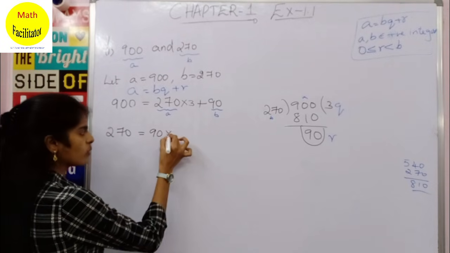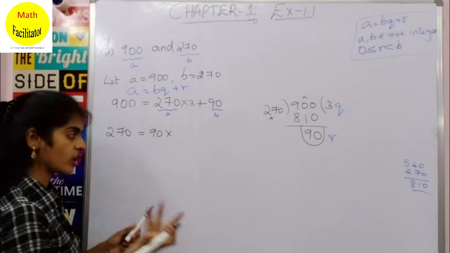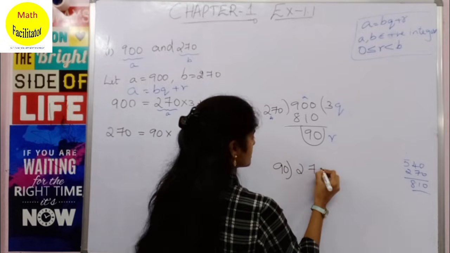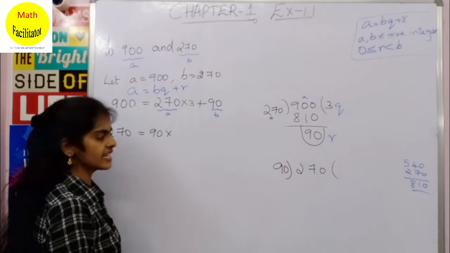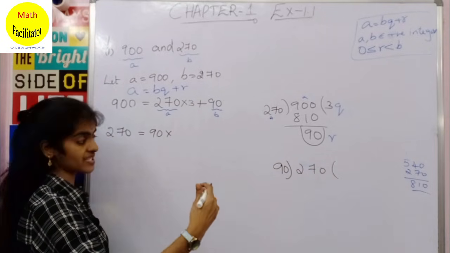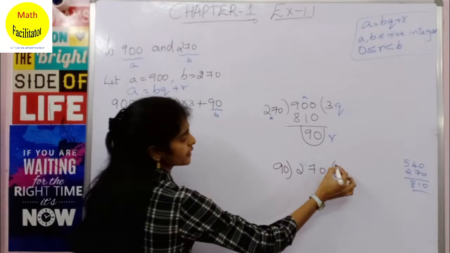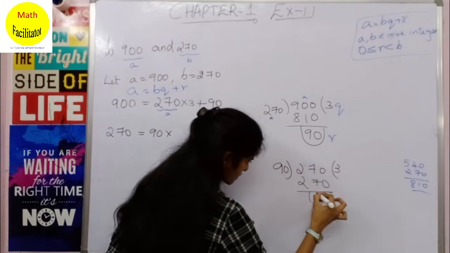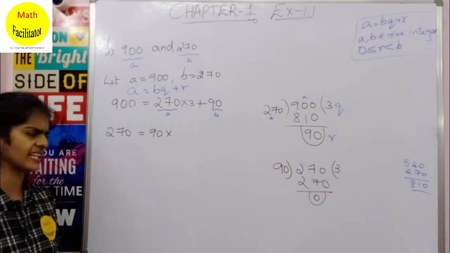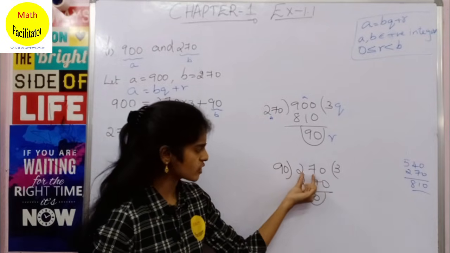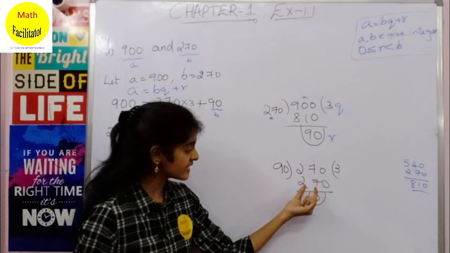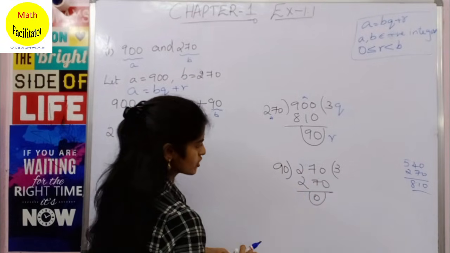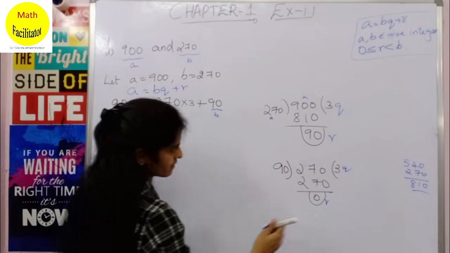You don't know what Q and R are. How will you do it? You will simply divide 270 by 90. 9 3s are 27, that means 90 3s are 270. Are you getting it? Calculations also you should be able to do in your mind. Simple calculations. 9 3s are 27, so 90 3s are 270. Clear? So the remainder you got is 0. This is remainder, this is quotient.